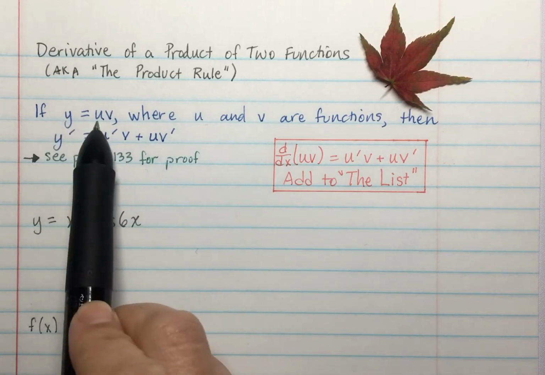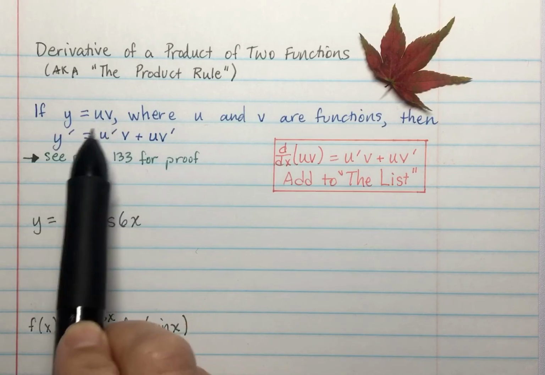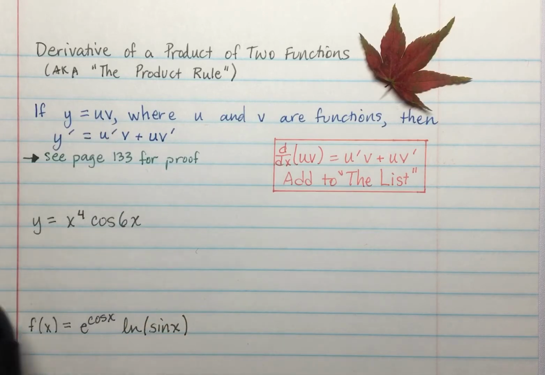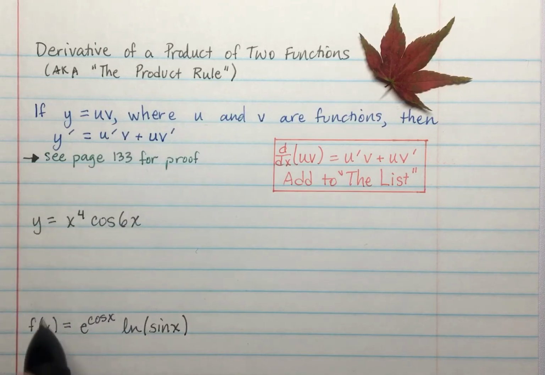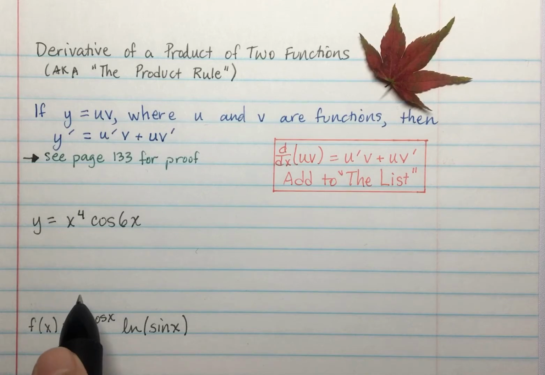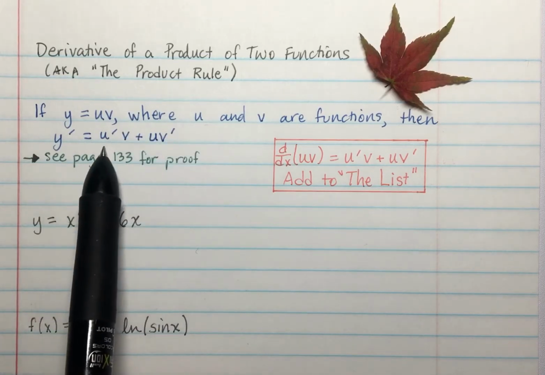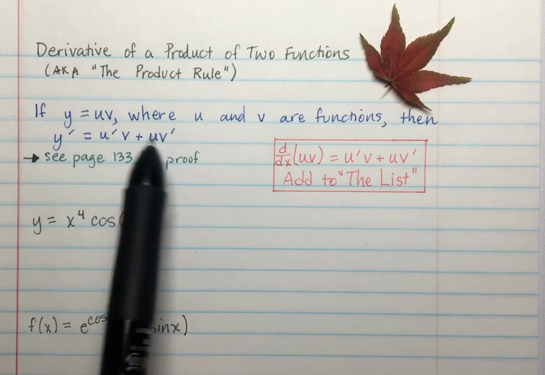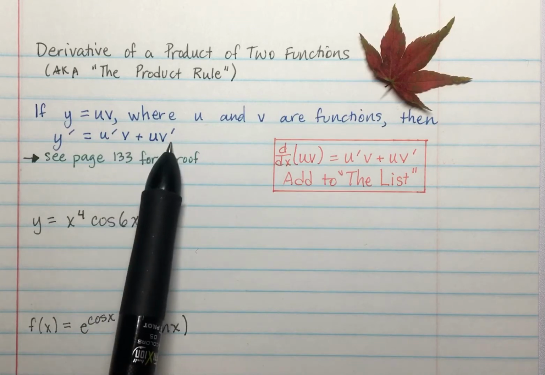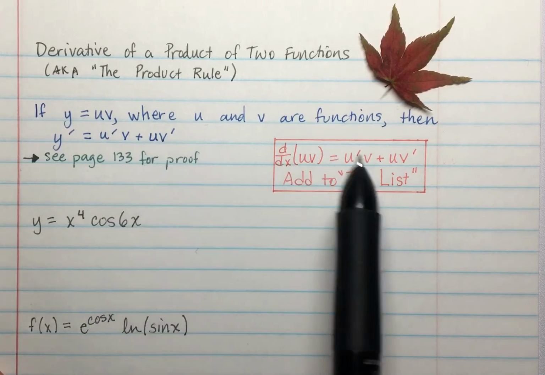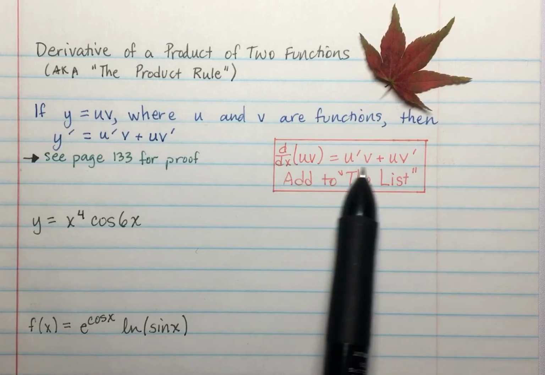So if you have u and v multiplied together, where u and v are functions, it follows that u prime and v prime would be the derivatives of those functions. It'd be really nice if the derivative was just y prime equals u prime times v prime. It's not. We end up with this wonky looking thing: u prime v plus uv prime. So the derivative of the first times the second plus the first function times the derivative of the second function. So putting it into our d/dx notation, add this guy to the list.